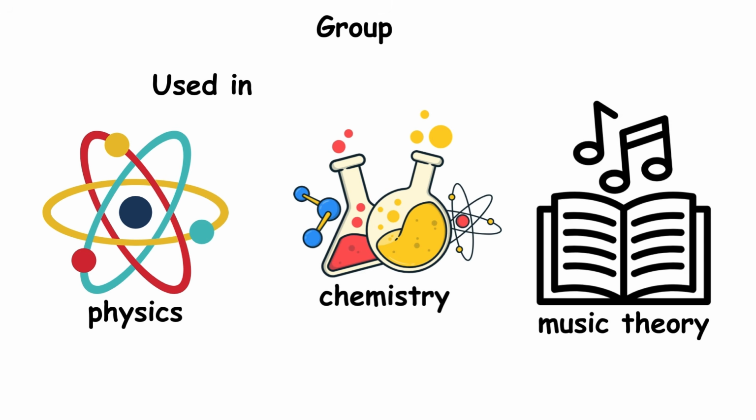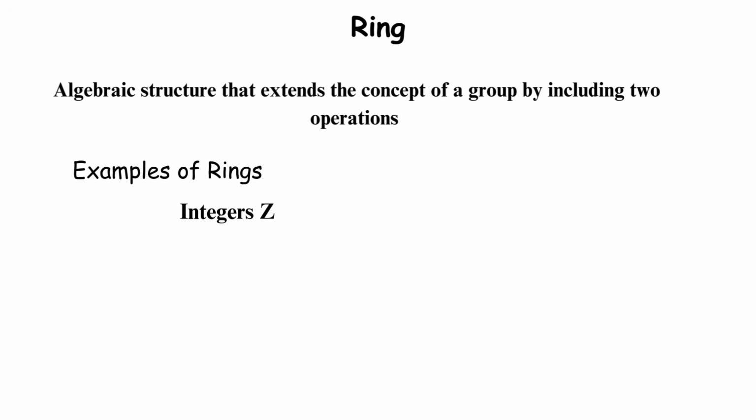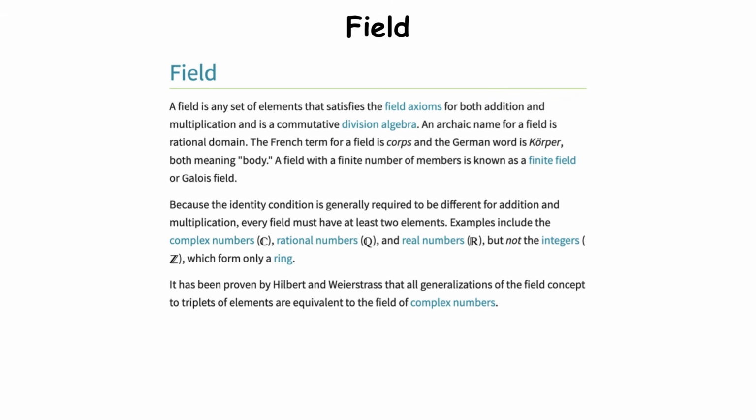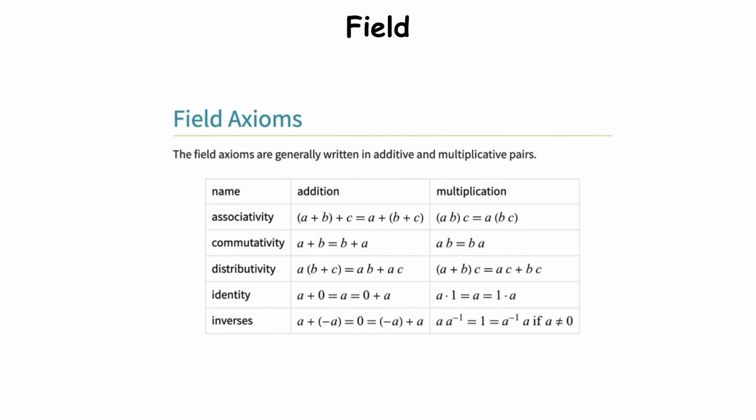A ring is another algebraic structure that extends the concept of a group by including 2 operations, typically addition and multiplication, that interact in specific ways. A field goes even further, adding properties that make division possible, except by 0, making it the most structured of these systems.